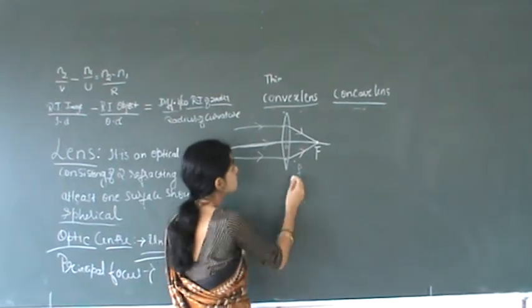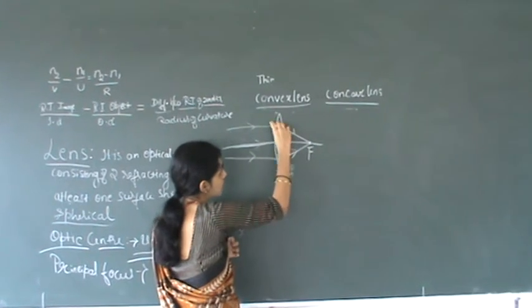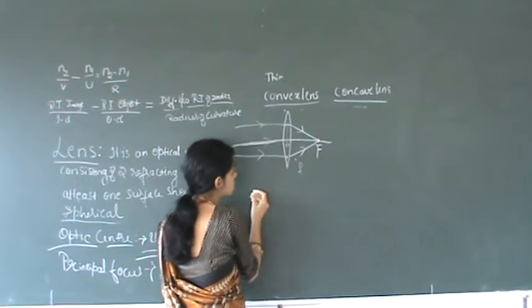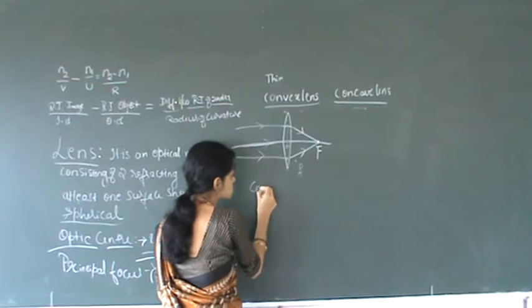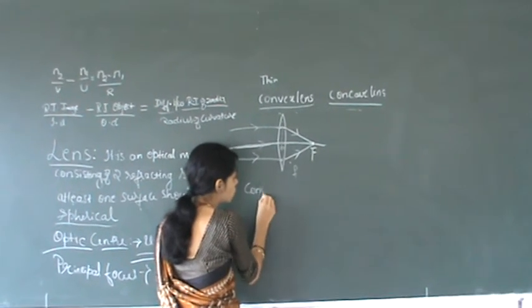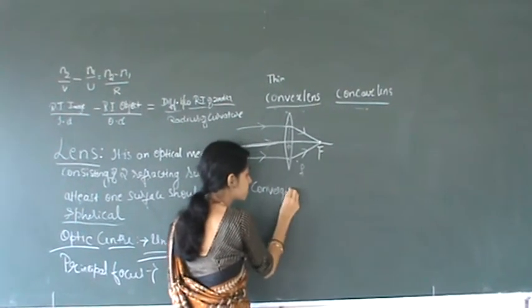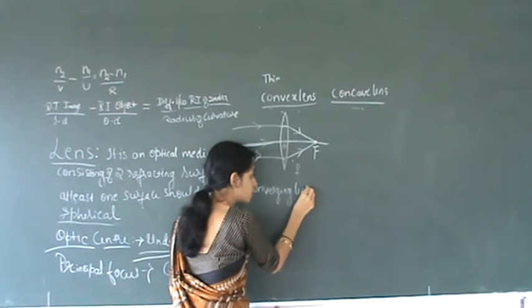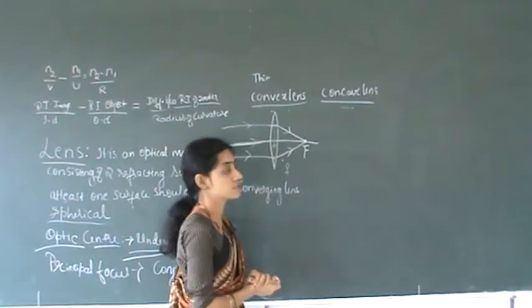So in the convex lens, what happened here? The rays have been converged. A convex lens is also said to be a converging lens.